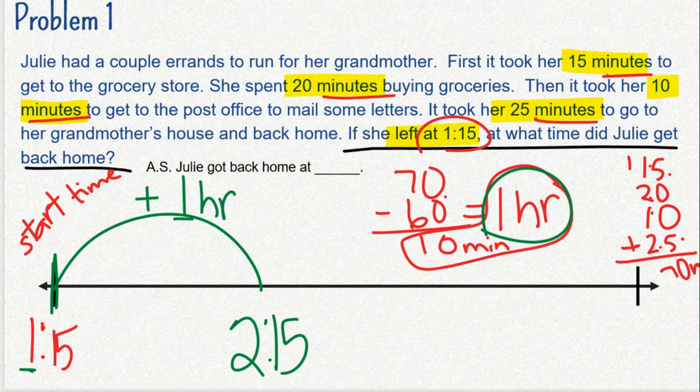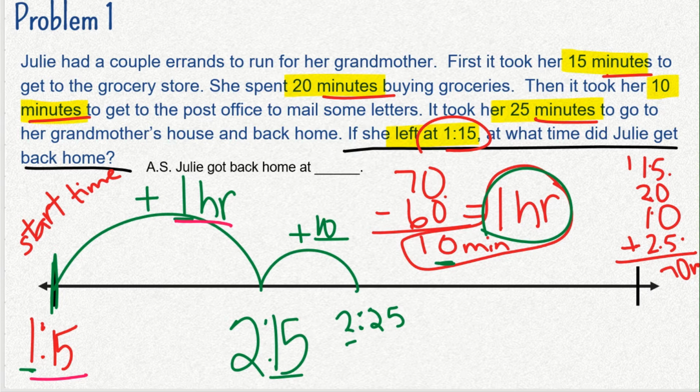All right, but I'm not finished because I've got this 10 minutes here. So I'm going to make a smaller loop and say plus 10 minutes. 10 minutes plus 15 minutes is 25 minutes. And we're still at the hour 2. So right here, Julie started her time at 1:15, and it took an hour and 10 minutes for her to do all her errands, and by the time she finished it was 2:25. So at what time did Julie get back home? She got back home at 2:25.